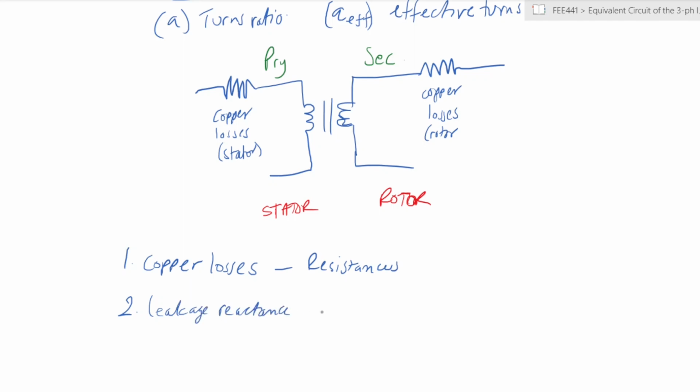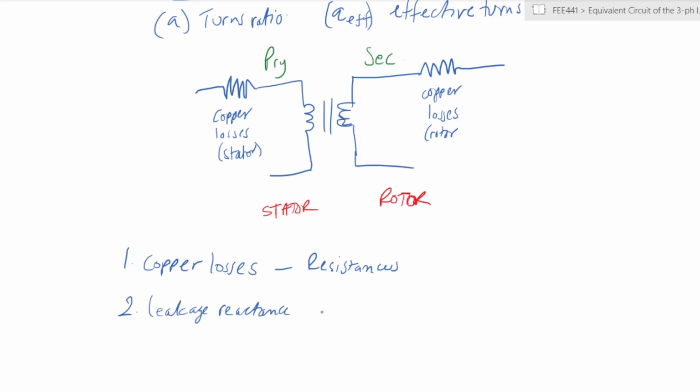And what leakage reactance is: as you set up a magnetic field around the windings, some of that magnetic field does not link with the opposite set of windings. So the magnetic field that is set up in the stator does not all link with the windings, or rather the rotor bars, that you find in the rotor, and vice versa.